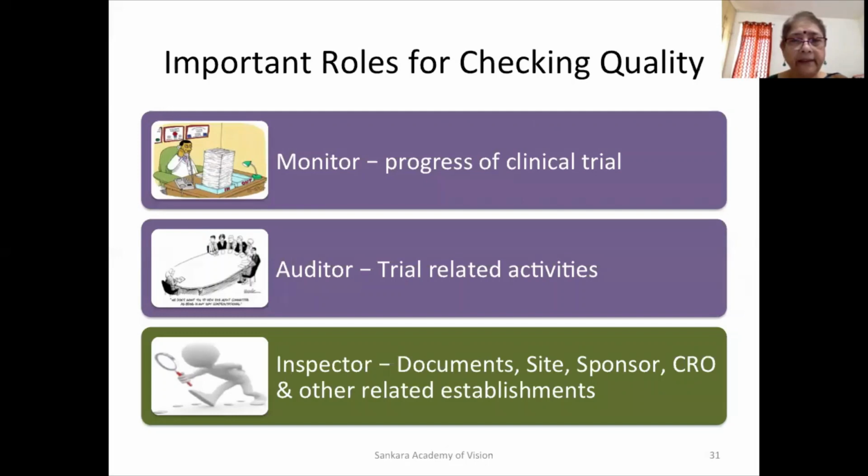The monitor and auditor do the same job, but there is a slight difference. The monitor looks at the progress of the clinical trial, and the auditor looks at the trial related activities. The inspector does the same in a broader manner, looks at the documents, but also goes to the sponsor besides the site, CRO, or other related establishments.